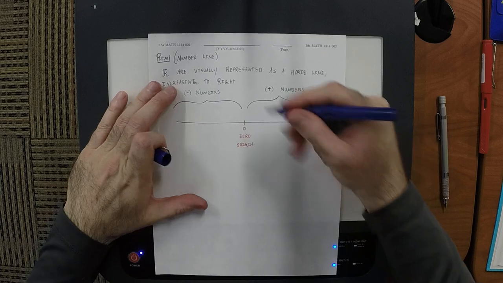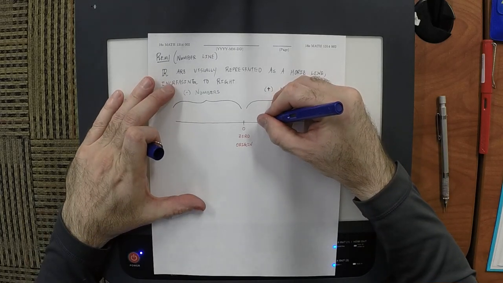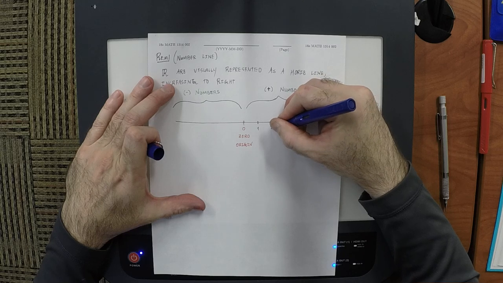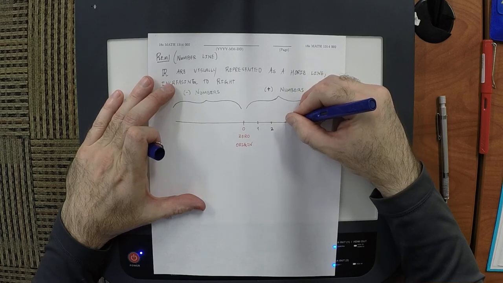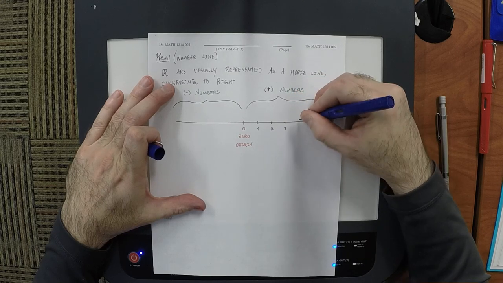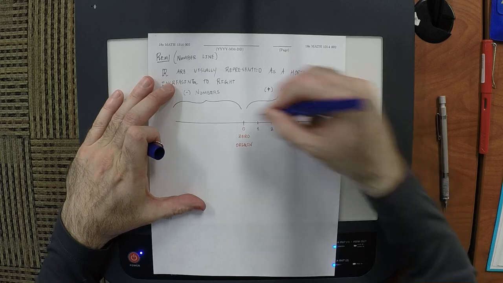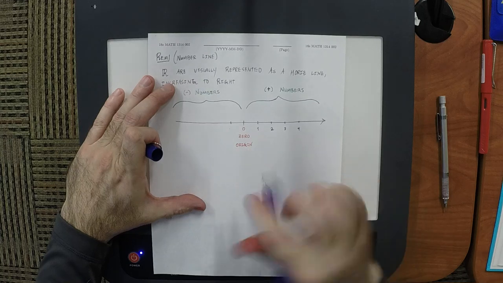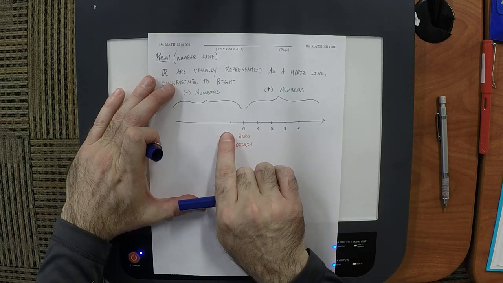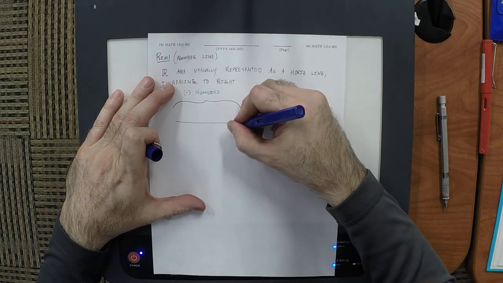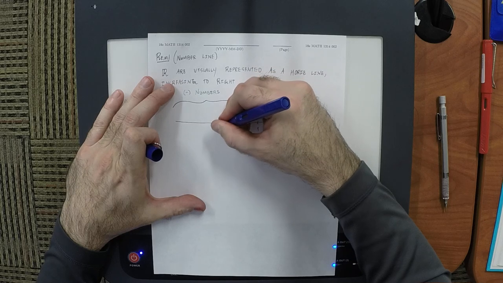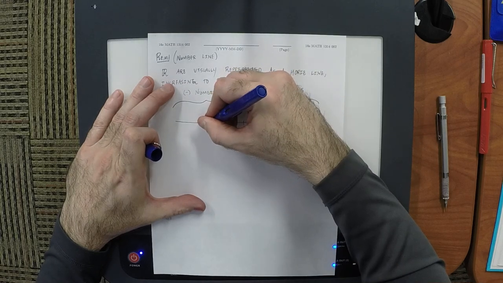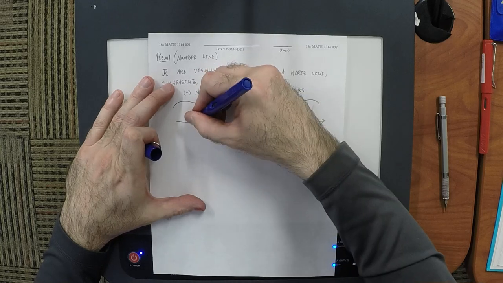Okay, if we were to mark out some values, say like 1, 2, 3, 4. So if those are 1, 2, 3, 4, then what's this one? Negative 1, negative 2, negative 3, negative 4.